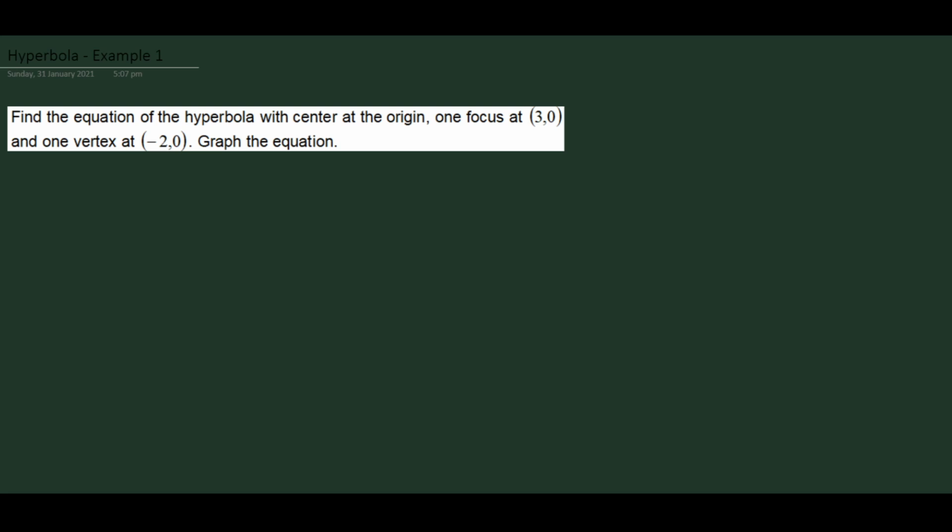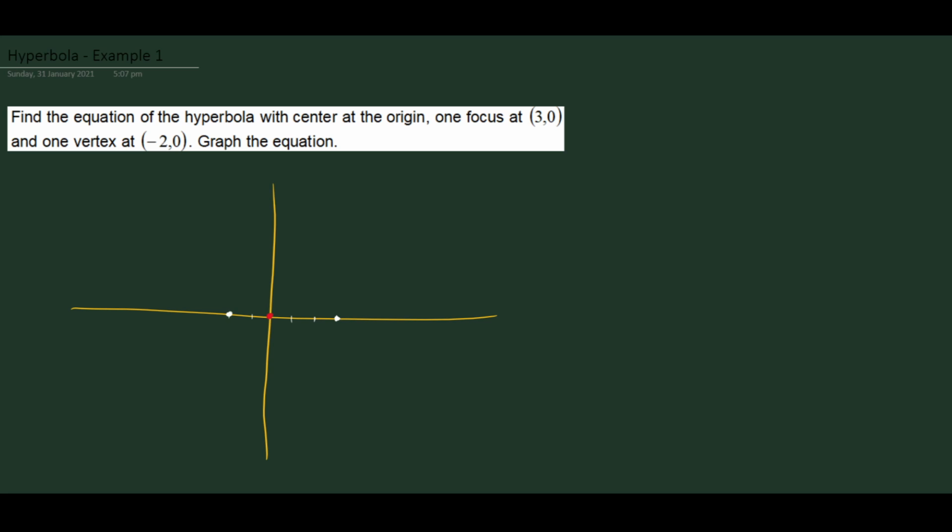Okay, so what we always do, let us plot our given. So what do we have? We have the center at the origin, very convenient. Then the next one, we have one focus at (3, 0). So 1, 2, 3, and we have that (3, 0) focus. And then we also have one vertex at (-2, 0). So 1, 2, so -2.